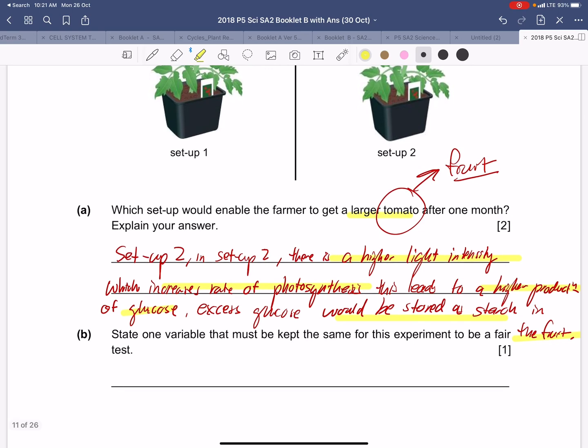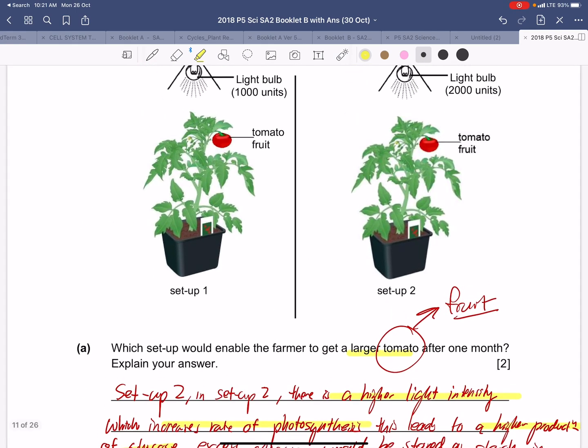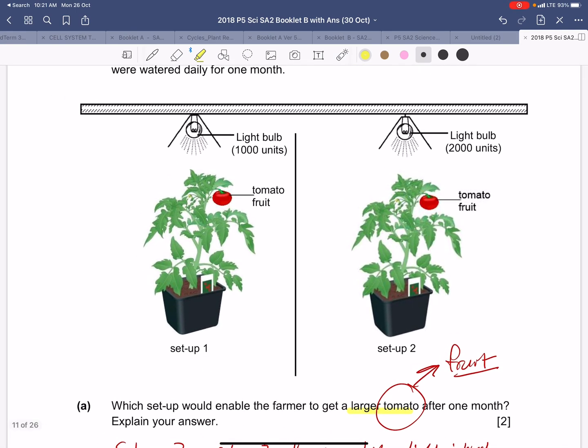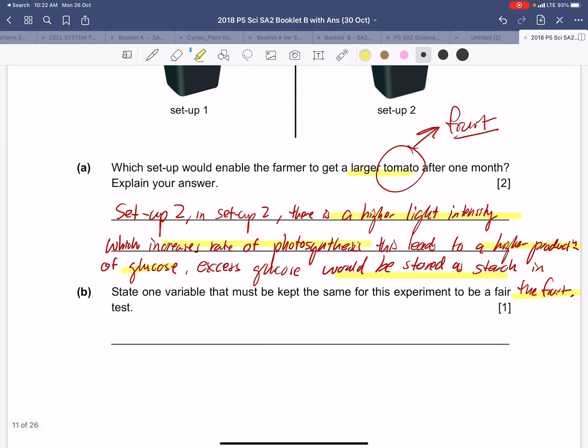State one variable that must be kept the same for this experiment to be a fair test. So everything should be the same. The only one that shouldn't be the same is what you're trying to find out: how does that variable affect the experiment? So obviously in this case, it will be light intensity. Besides light intensity, everything else we will accept. So examples would be amount of water given daily. You can have location of the setup, you can have the type of bulb.